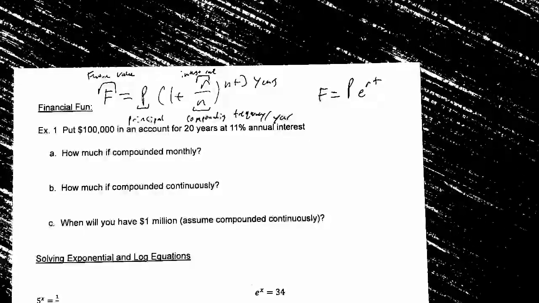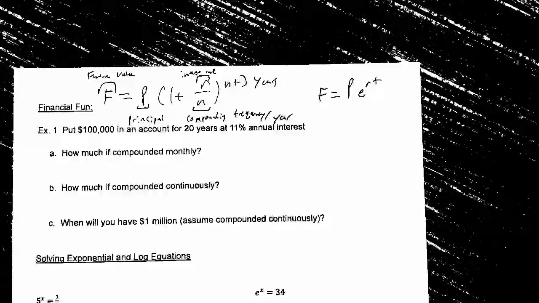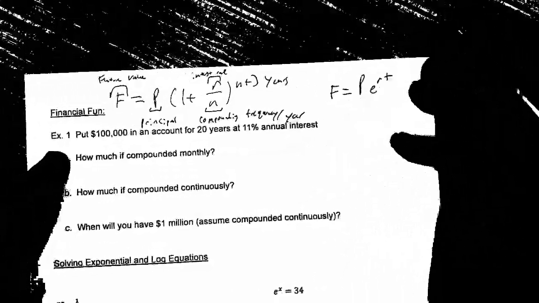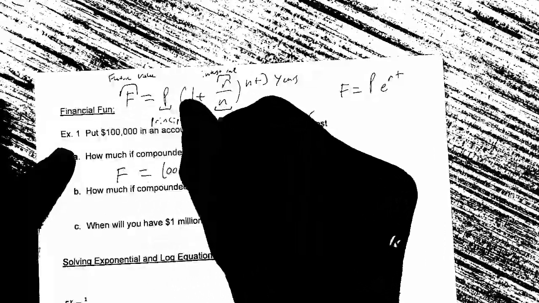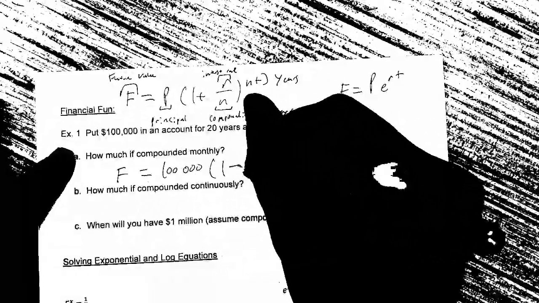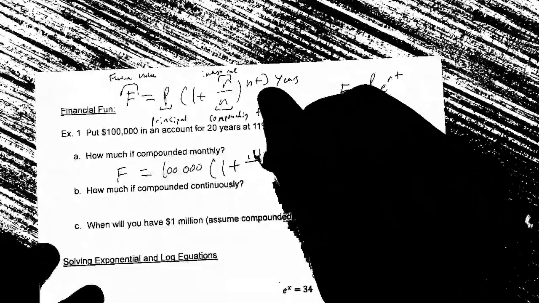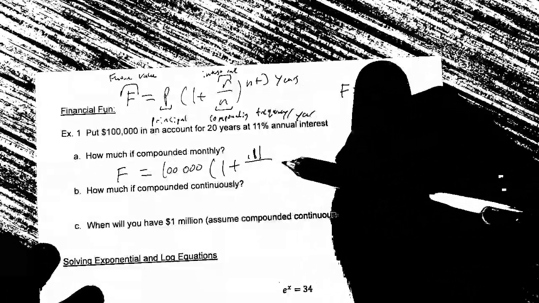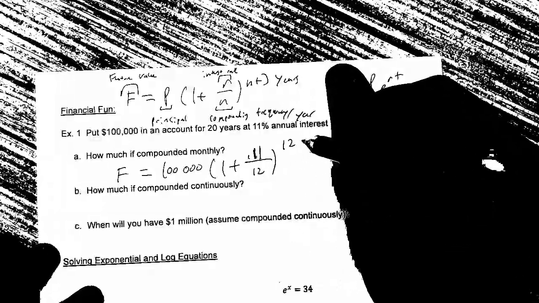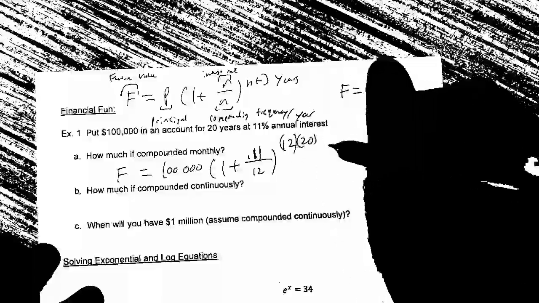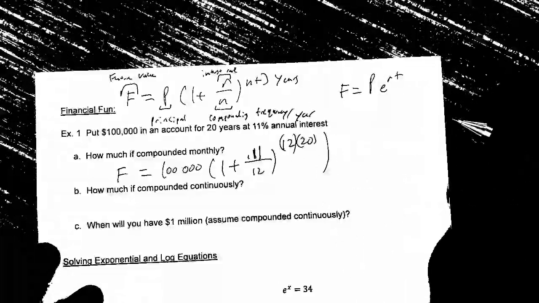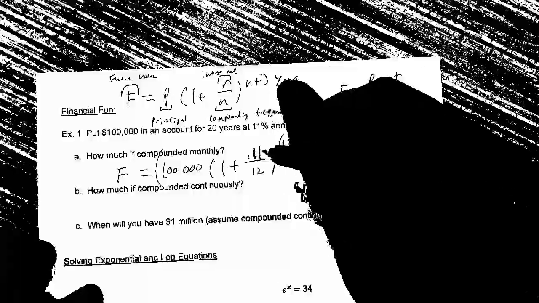So if we put 100K in an account for 20 years and it has 11% interest, how much will we have as compounded monthly? So your future value will be equal to that principal, 100K, times 1 plus your interest rate, 0.11. We're compounding monthly, so what's the frequency per year? How many times per year? If it's monthly, it's 12, times to the power of 12 times 20. That's it. What did you put on the top? 0.11, 0.11.